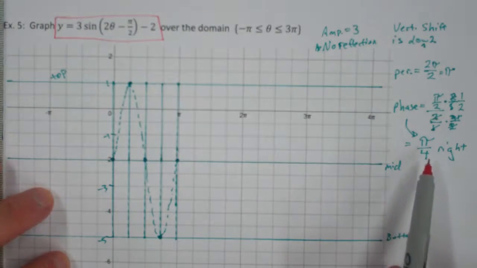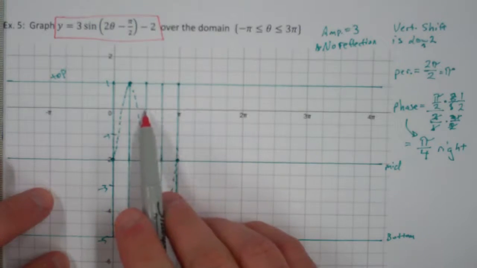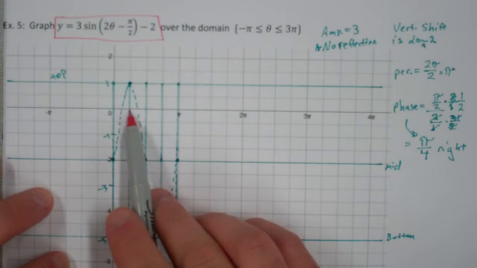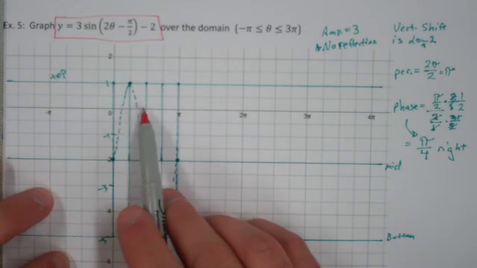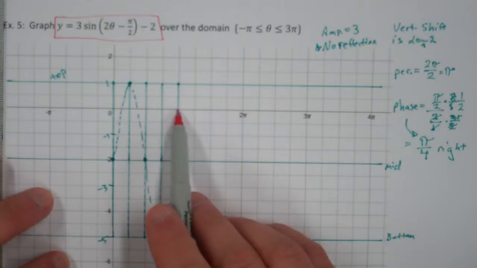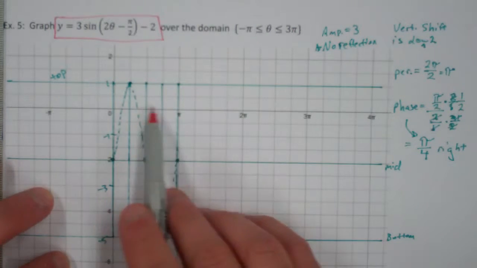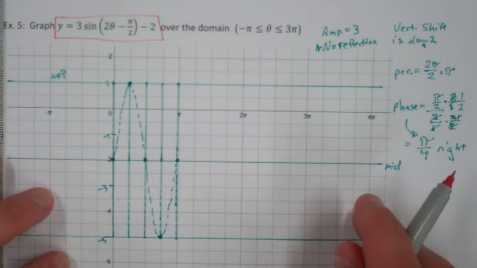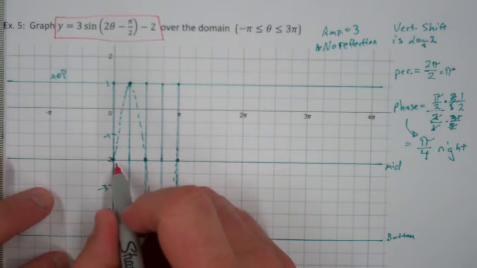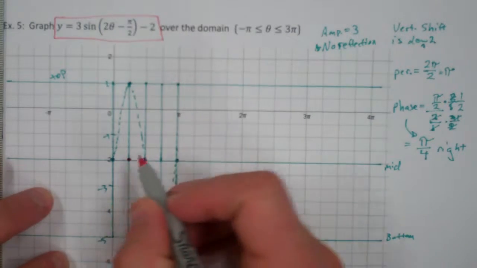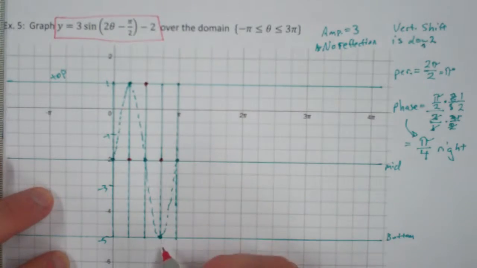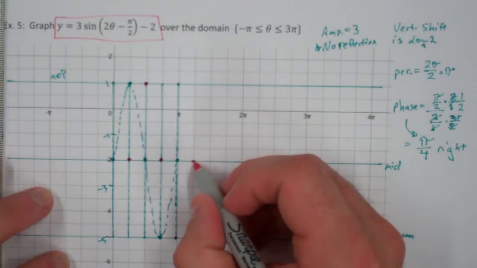Okay, so we need to go pi over 4 to the right. So this is pi over 2, and this would be pi over 4. So each individual grid line appears to be pi over 4. Check it out, pi is split up into 4 pieces, so each piece has got to be pi over 4. And we're going to go to the right by pi over 4. So every point is going to be moved to the right. This one's going to be here, this one's going to be here, this one's going to be here, and this one's going to move over.